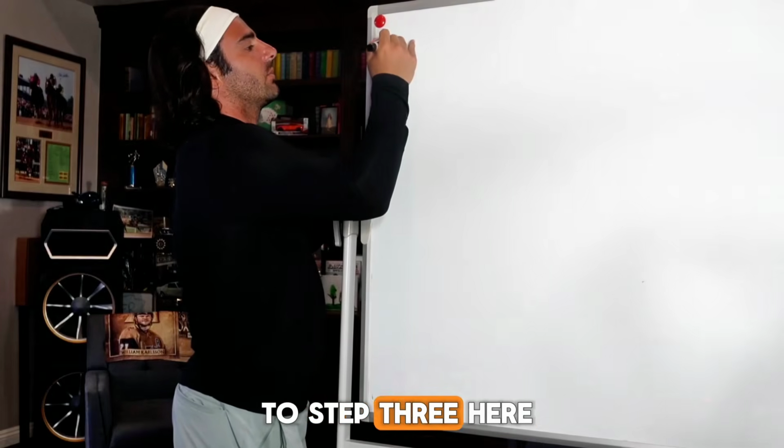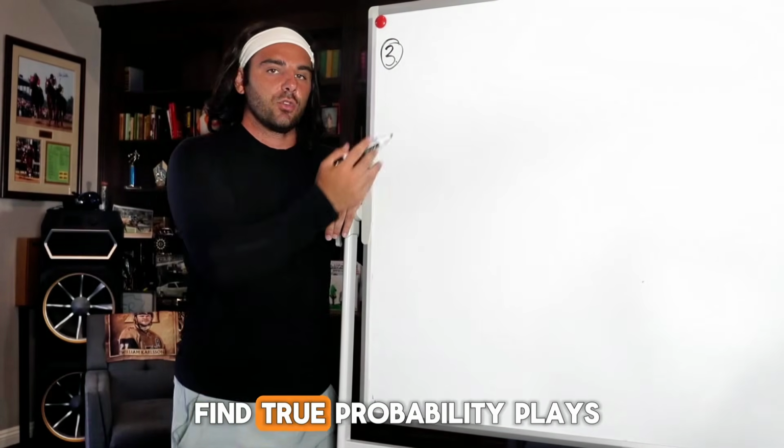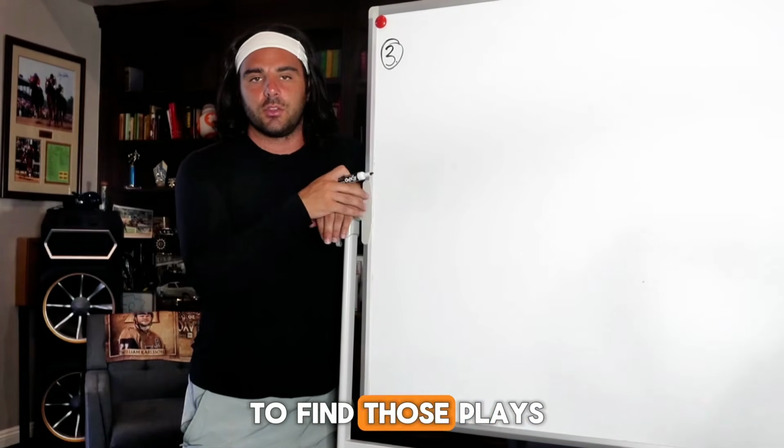Now, before we get to step 3 here, what I do want to discuss is, yes, it's time consuming to find true probability plays that have an edge. It will take you manually all day long to find those plays.